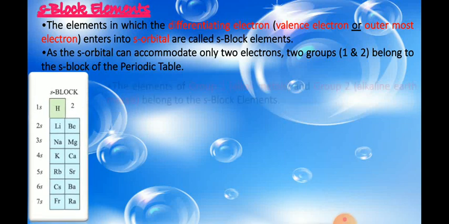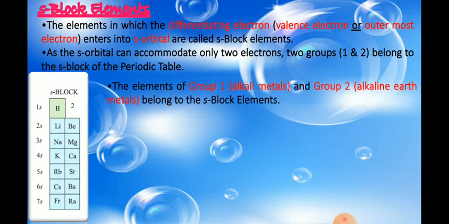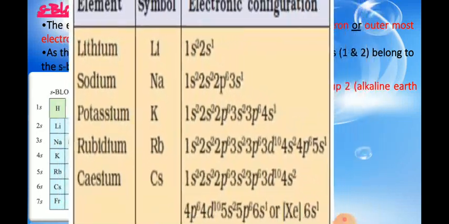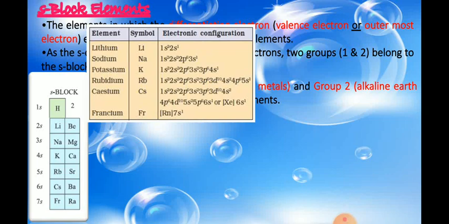Okay, so why are group number 1 and 2 called S block elements? We'll see their electronic configuration. This is the electronic configuration of group number 1 elements except hydrogen. Why is hydrogen an exceptional case here? We'll see at the end of today's class. I will tell you about that later. Leave hydrogen aside.